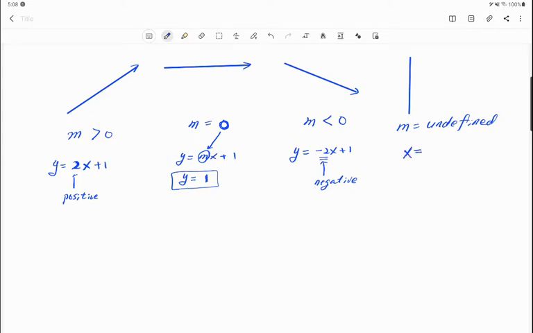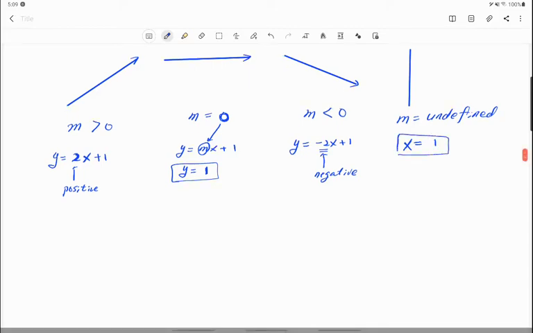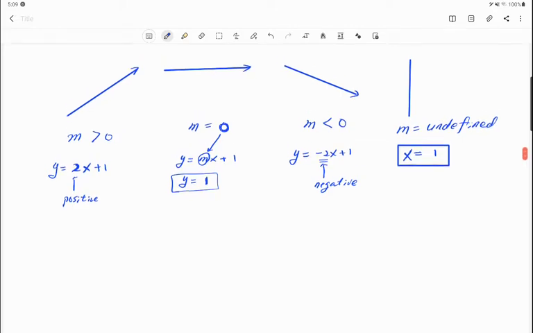The vertical line goes through the x-axis, right? So there is an x value, and the x value is always the same. So the equation of the vertical line is x equals the x value. For example, 1, something like this. Can you see it? So it's really important, very important.